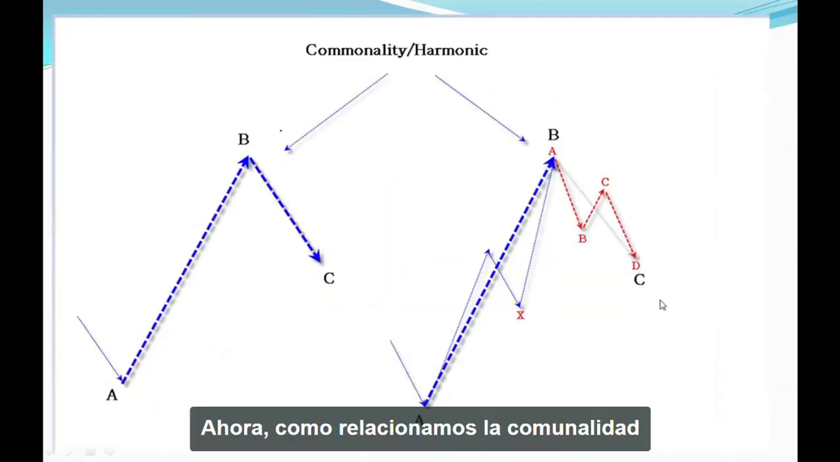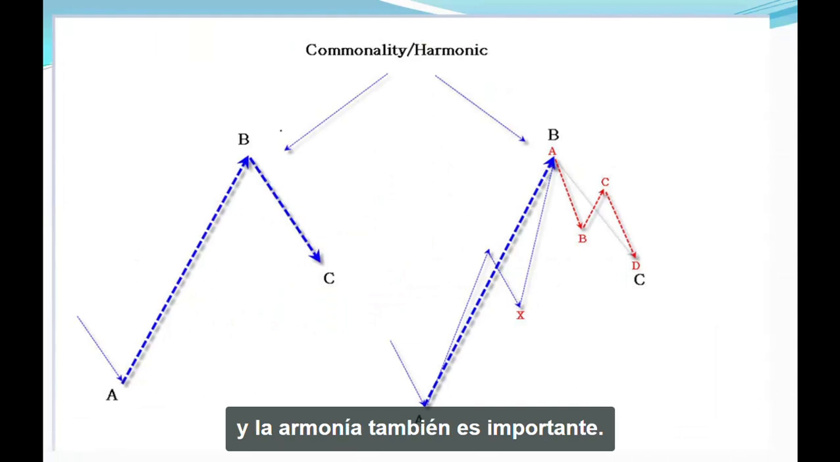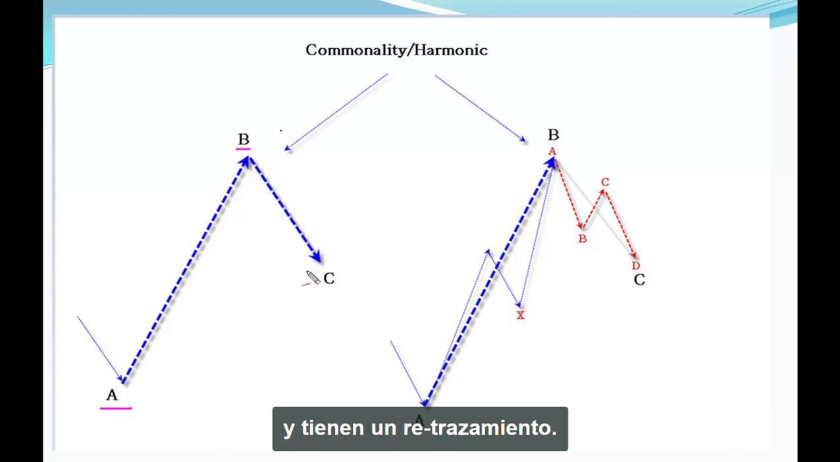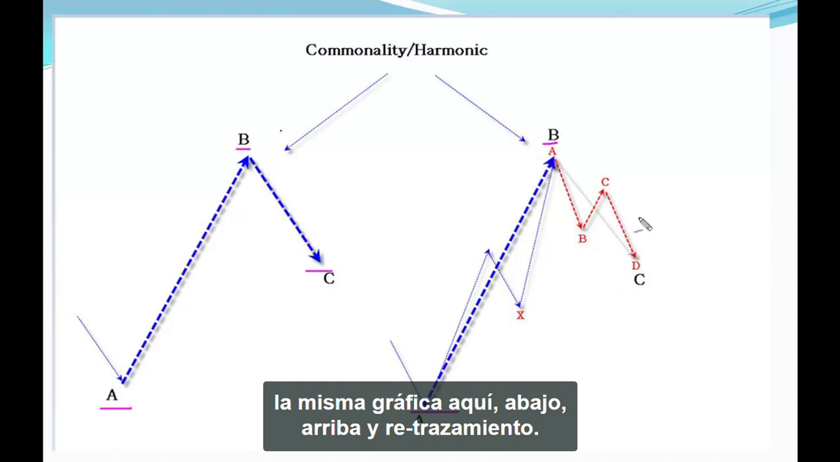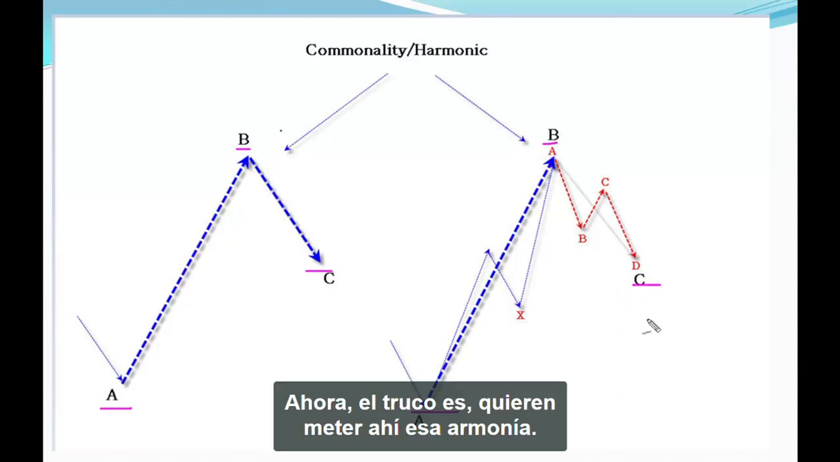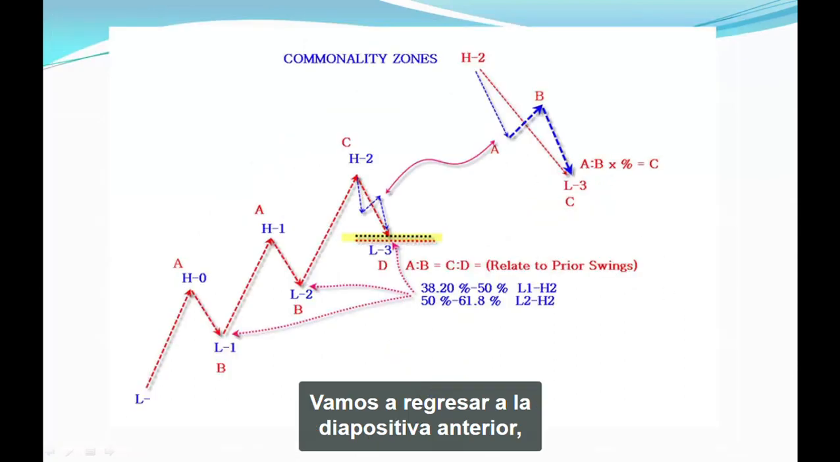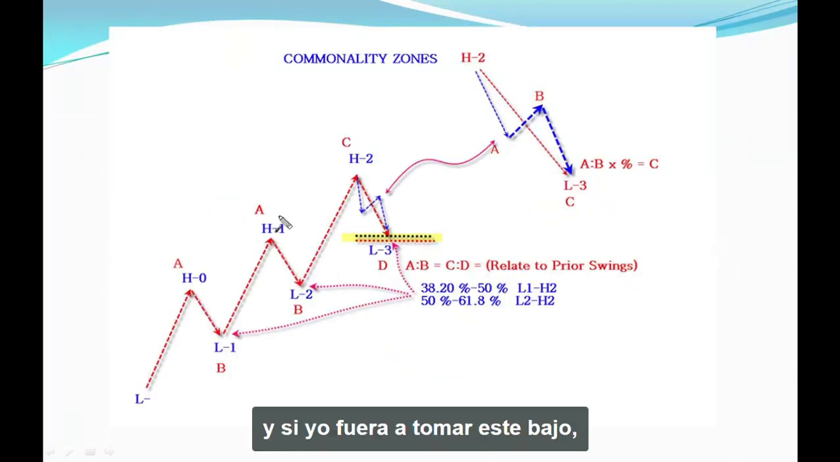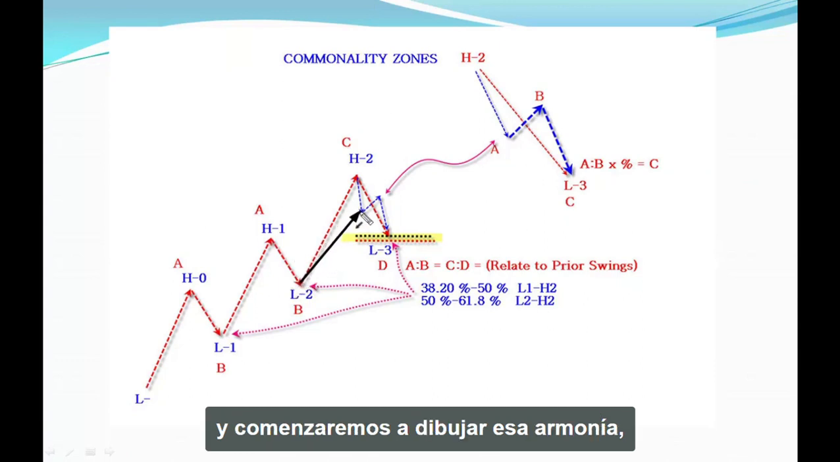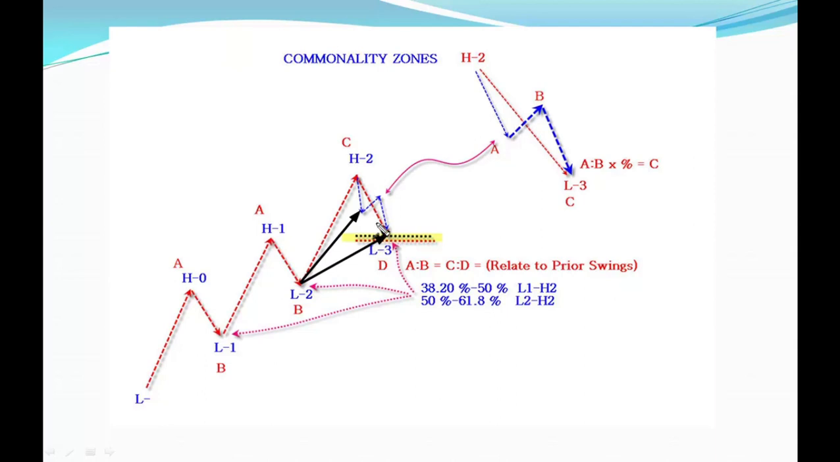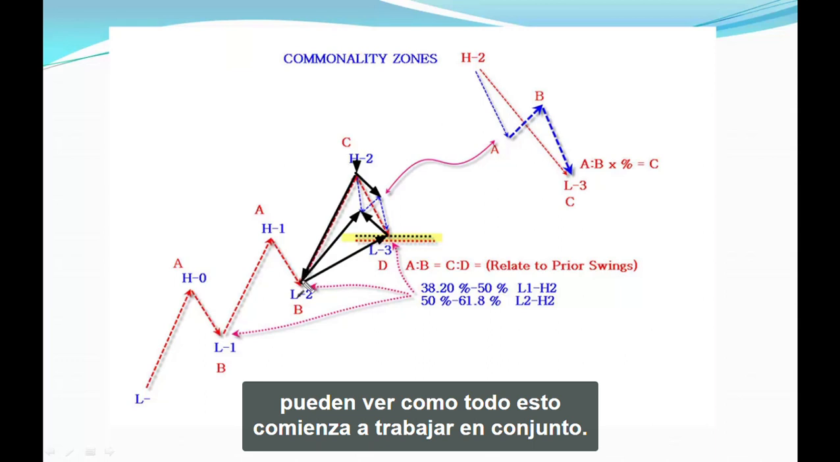Now, how we tie in commonality and harmonics is important also. Where you have a low, you have a high, and you have a retracement. That's that retracement zone. The same chart here: low, high, and retracement. Now the trick is you want to put in those harmonics. So let's just stop a second. Let's go back to the prior slide. If I was to take this low and start drawing in those harmonics, you can see how all this starts to work out together. You see that?